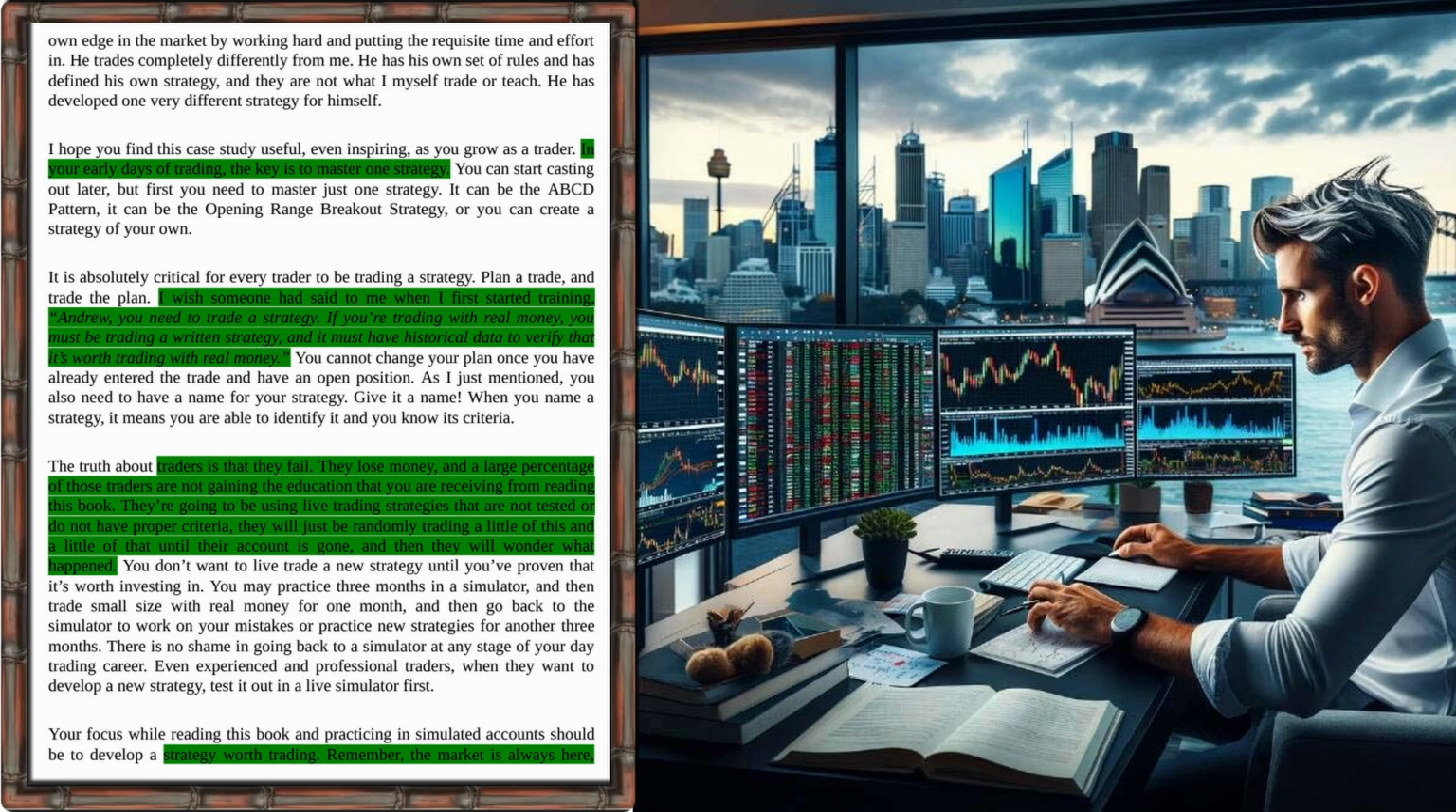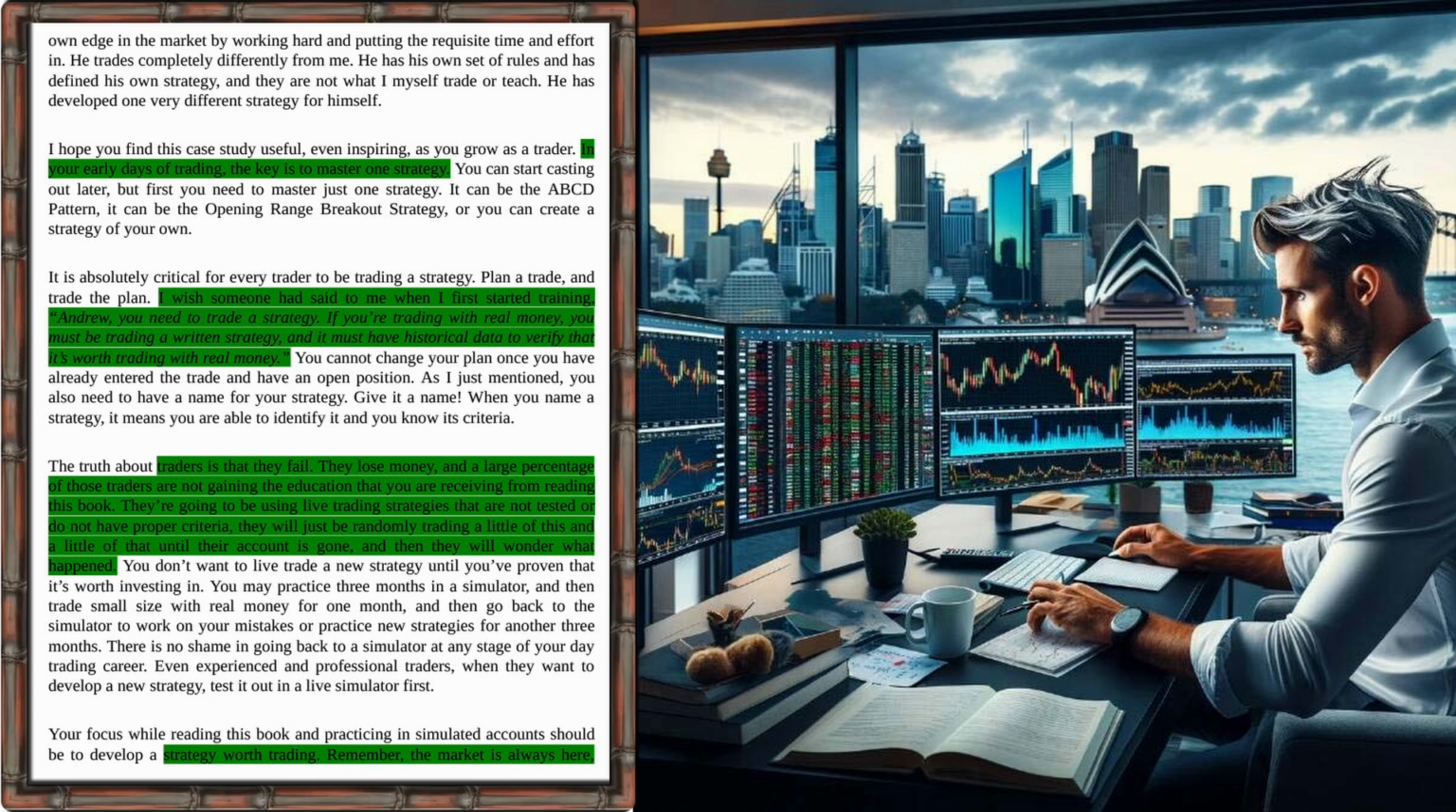I wish someone had said to me when I first started trading, Andrew, you need to trade a strategy. If you're trading with real money, you must be trading a written strategy, and it must have historical data to verify that it's worth trading with real money. You cannot change your plan once you have already entered the trade and have an open position. As I just mentioned, you also need to have a name for your strategy. Give it a name! When you name a strategy, it means you are able to identify it and you know its criteria.